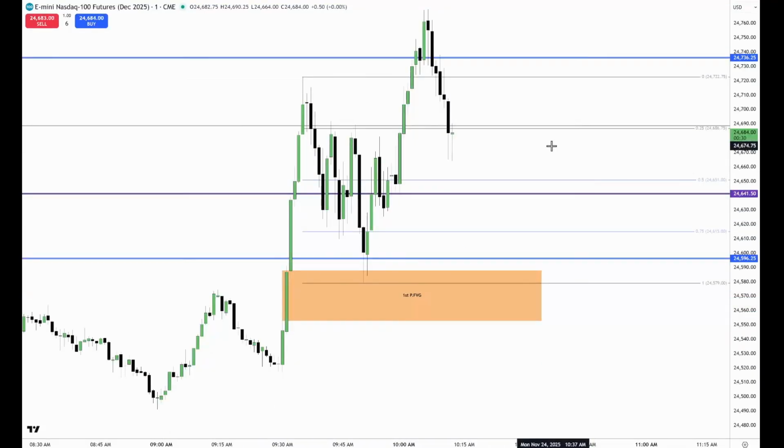So now think about it like this. We've had a run right out of the gate here at 9:30. So there's 9:30. We have first principle the fair value gap. We've had 4 levels filled. We have sell side resting here.